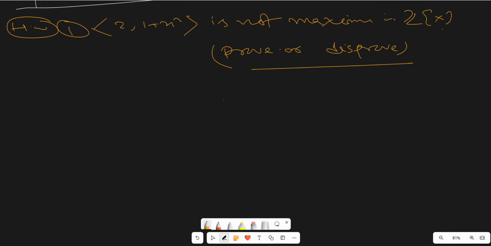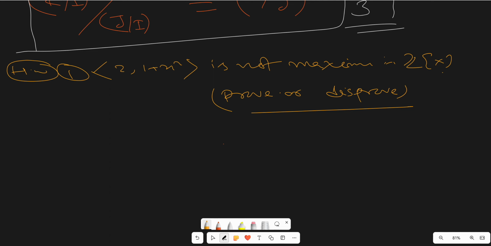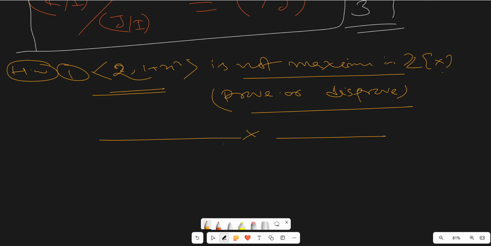So this is the homework. The ideal generated by 2 comma 1 plus x square is not maximal in Z[x]. You just prove or disprove this. If you can prove it, then prove it, and if you cannot prove it, then give me a counterexample. Or you can show that this is not a maximal ideal in Z[x]. Okay, so prove it. So this is for today.